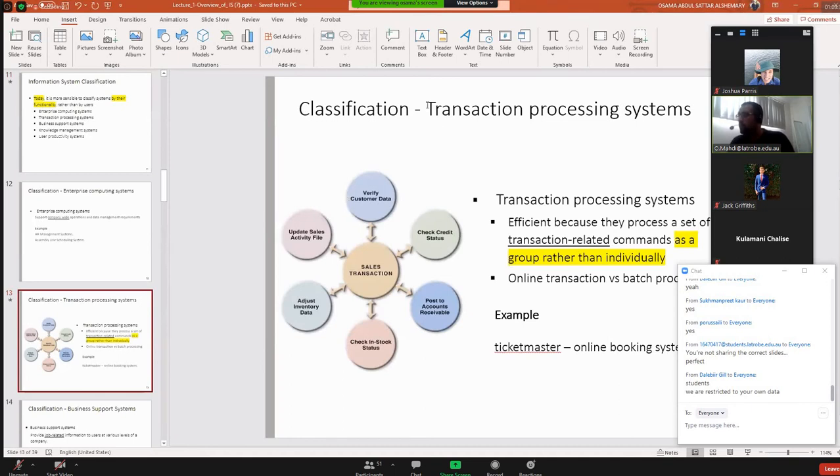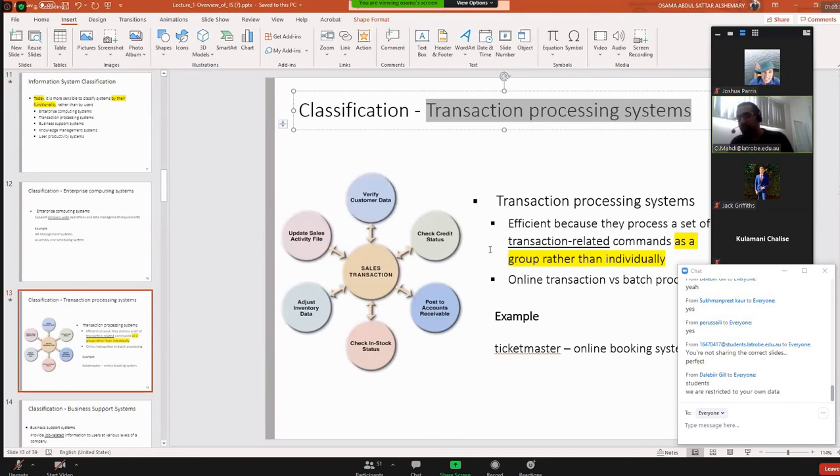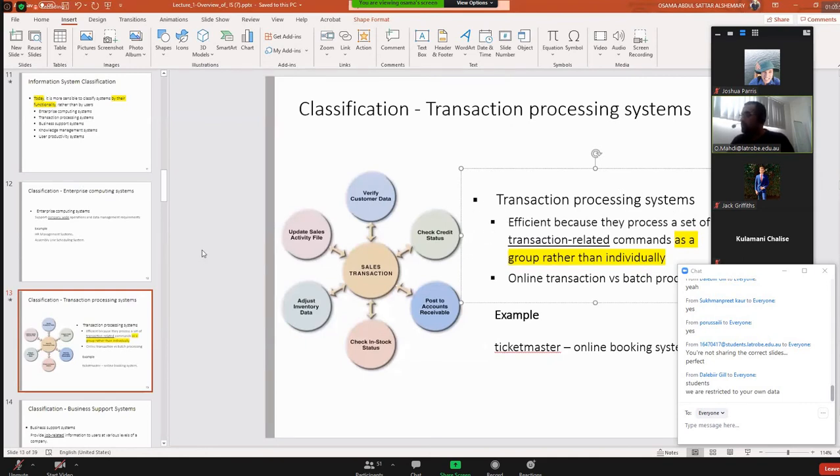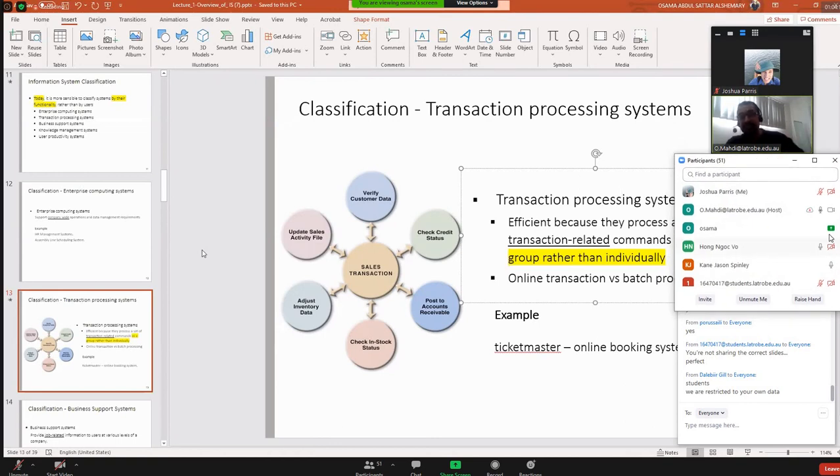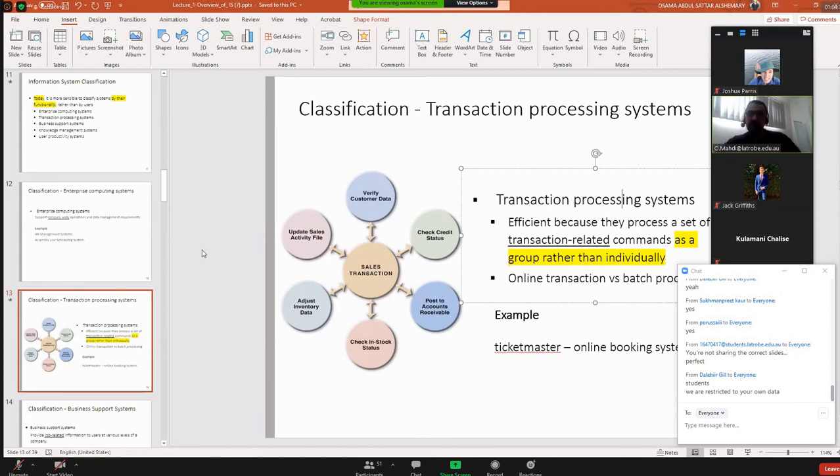So, for example, when we talk about the transaction processing systems, when we say transaction, it's from the name, from the functionality. It's about transactions and all related things. These processing systems are efficient because they process a set of transaction-related commands as a group rather than individually. So now it's more about processing online transactions rather than individual transactions. For example, if you are dealing with the bank system, the bank system could process multiple transactions at the same moment instead of processing individual transactions.